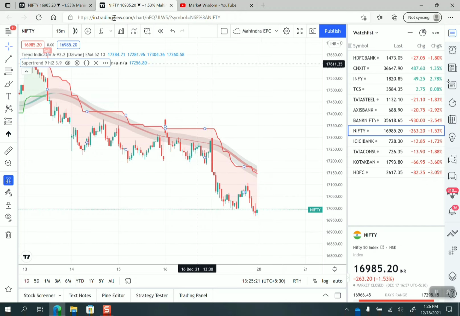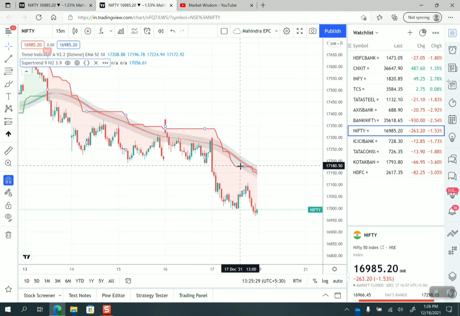So we are done with our second indicator, Supertrend. You can see this line over here. It will tell us the trend of that particular period or day, and it will also help us take the decision to buy or sell. Let's now move to the third indicator.